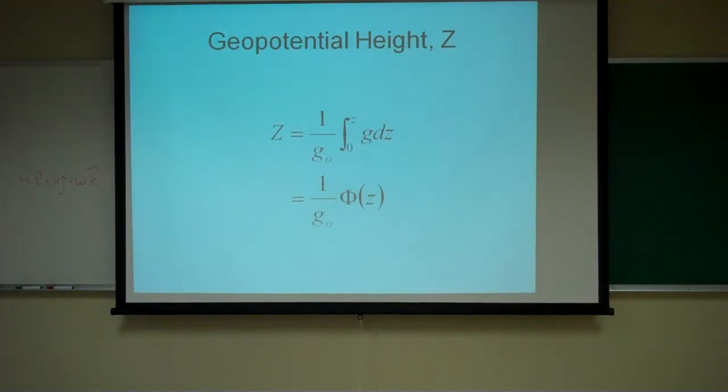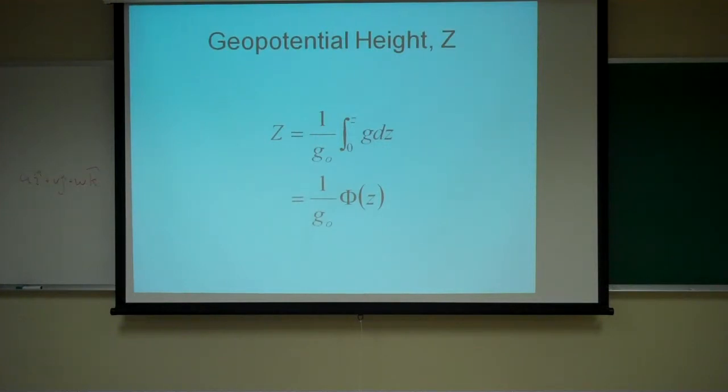So, geopotential has units of meters squared per second squared. I think that actually works out to potential units of energy per unit mass, but I'd have to think about that. That's not such an easy unit to use for height.